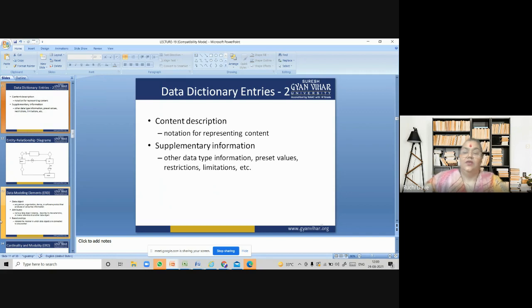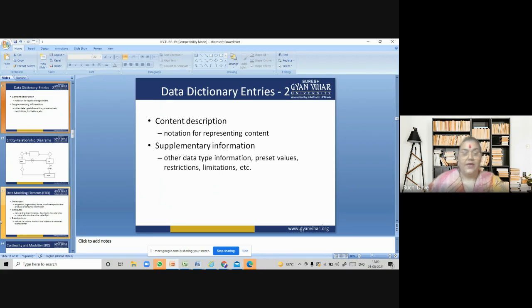Number two thing that we will be looking into is the content description. Content description means we will be putting up the notation for representing content. Supplementary information means we can give the default values, we can give the restrictions and limitations, whatever additional information we want to write there, that will also be provided as supplementary information.